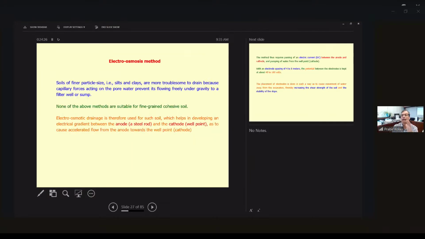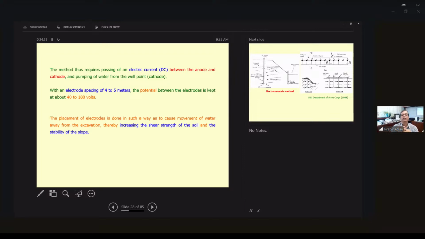Then when it is the clay type of soil, you can use the electroosmotic method. Again, in the last class we mentioned that. So we have 2 electrodes and pass the current, with a voltage difference, and then H plus and H minus, the water will break up. One will go to the anode, one will go to the cathode. And then mostly the cathode will be just well points, and you can just pump the water out from the well points.